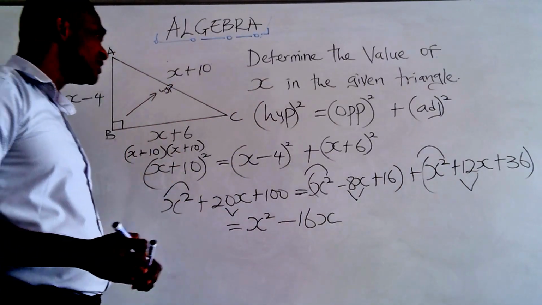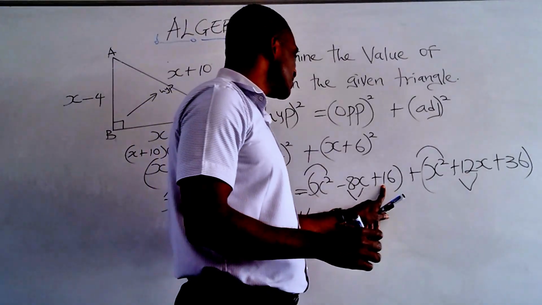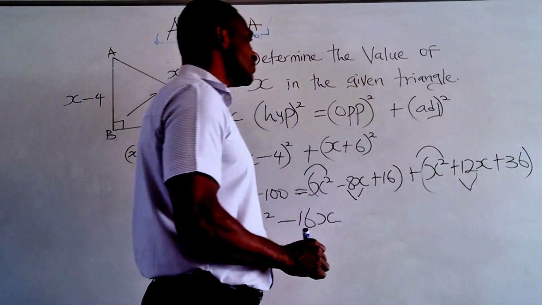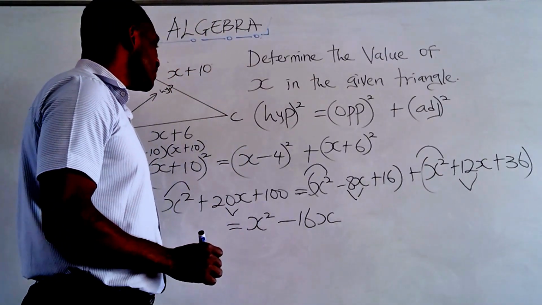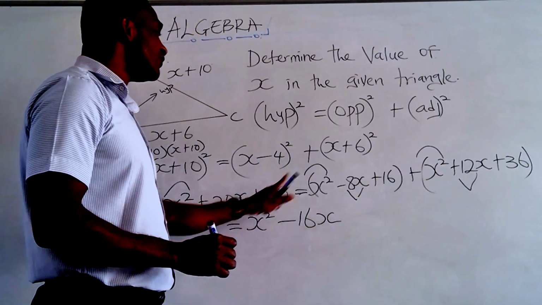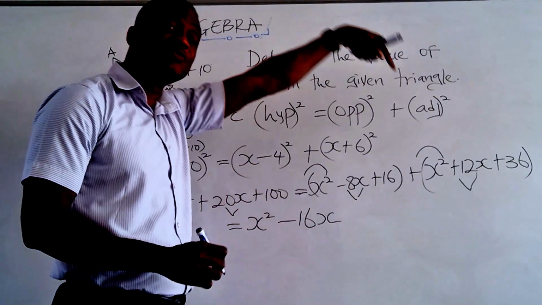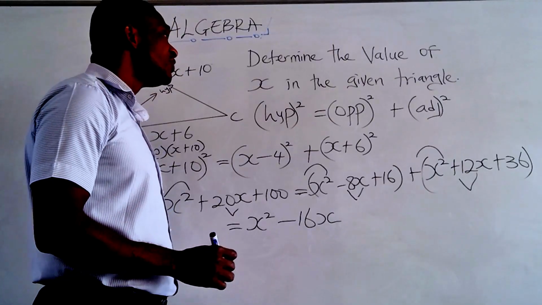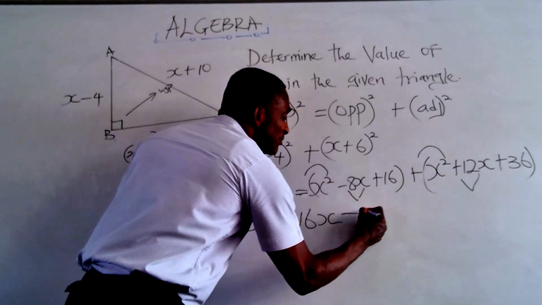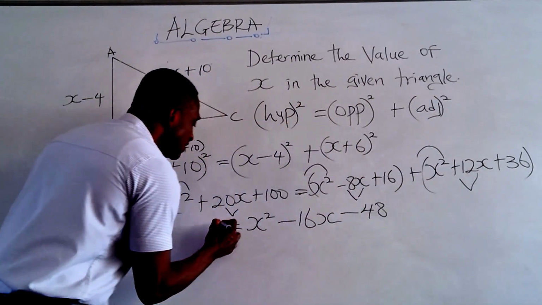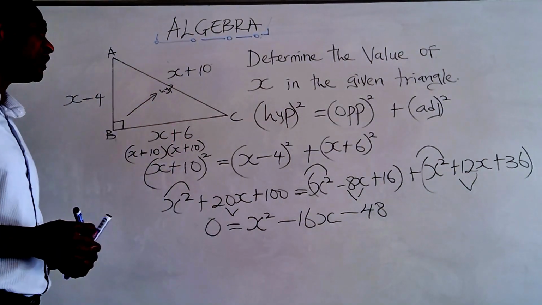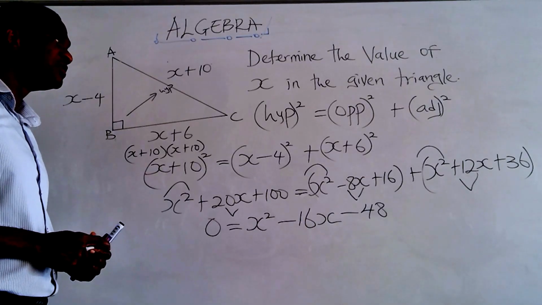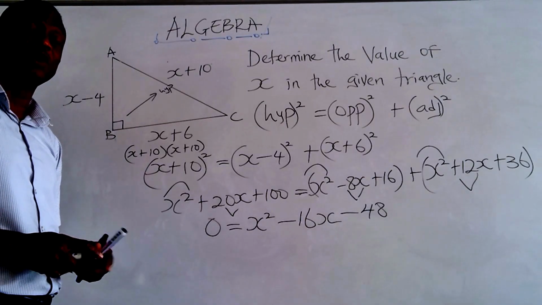Now let's go to the numbers. We have 16 plus 36. That is 46, 52. We have 52, and we have 100 here. So 52, 100 crossing over to meet them over there becomes minus 100. 52 minus 100 gives us minus 48. So this becomes a quadratic equation that we have to solve.